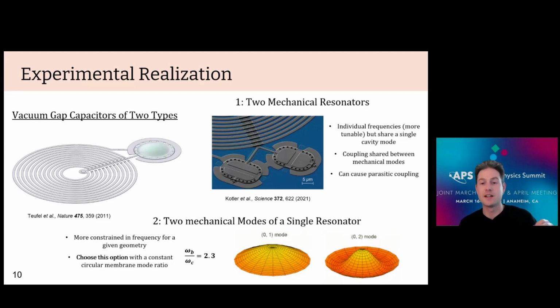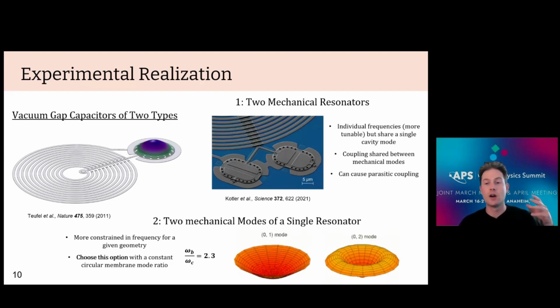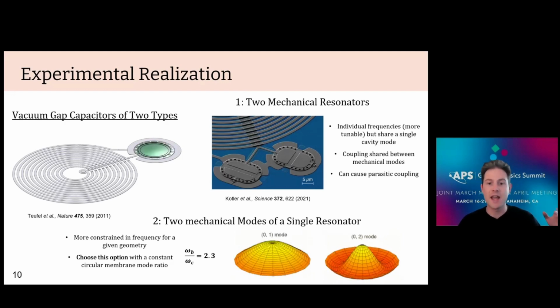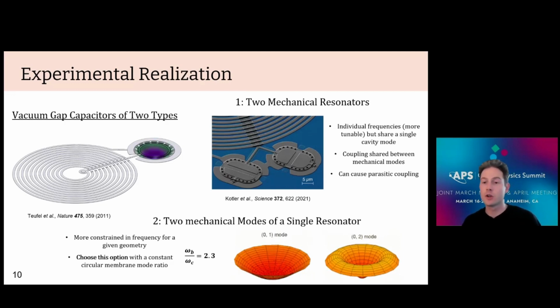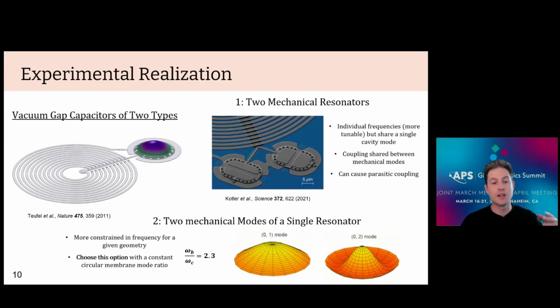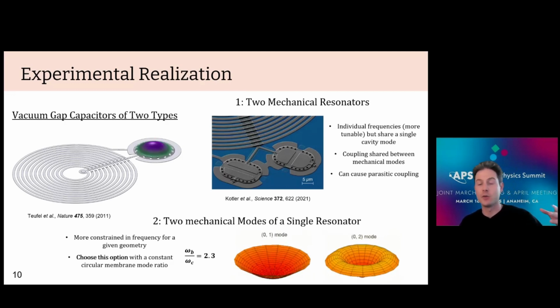Now, the frequency is then constrained by the given geometry. So in the separated mechanical resonators, we could tune these frequencies individually, but now that we have two mechanical modes on a single resonator, we're subject to tuning them to the given geometry, whether that's circular, square, or some oval shape. It all comes with a different mode ratio. So if we choose a circular membrane mode, we're subject to the ratio from mechanical mode B to C of 2.3.